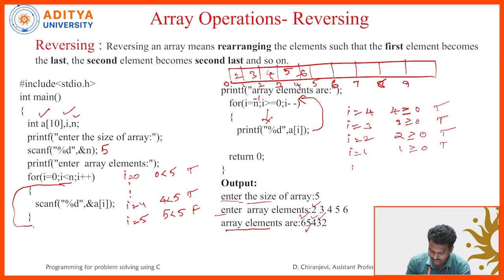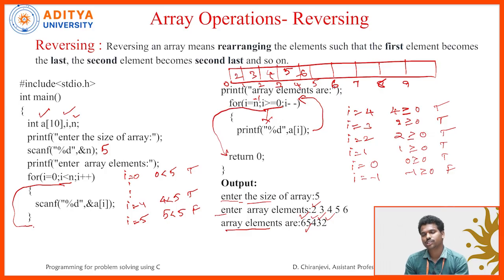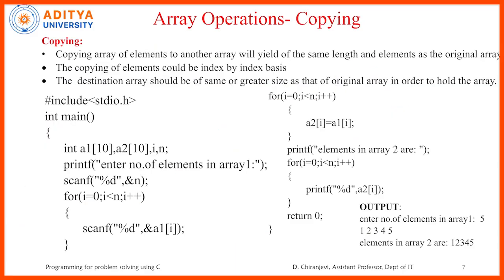After that again I minus minus, I value is 0, so 0 greater than or equal to 0, this is true. So a of 0 value, that is 2, 2 is displayed. After that I minus minus, I equal to minus 1, minus 1 greater than or equal to 0, this is false. So when this condition is false, control will come outside the loop, return 0. It means the main function execution is over, so it will terminate. By the time you have displayed the array elements in reverse order, 2, 3, 4, 5, 6 as 6, 5, 4, 3, 2. So the next operation is copying.